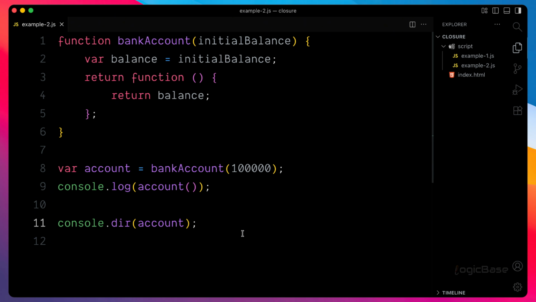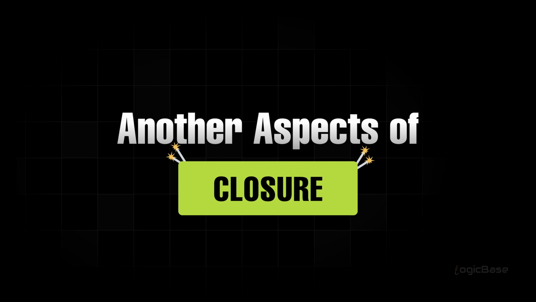This is another powerful use case of closures. Securing private properties so that they cannot be directly accessed from outside, but only through specific functions. So this is one of the powerful features of closures. Now let's look at another aspect of closures. Let's revisit our first example.